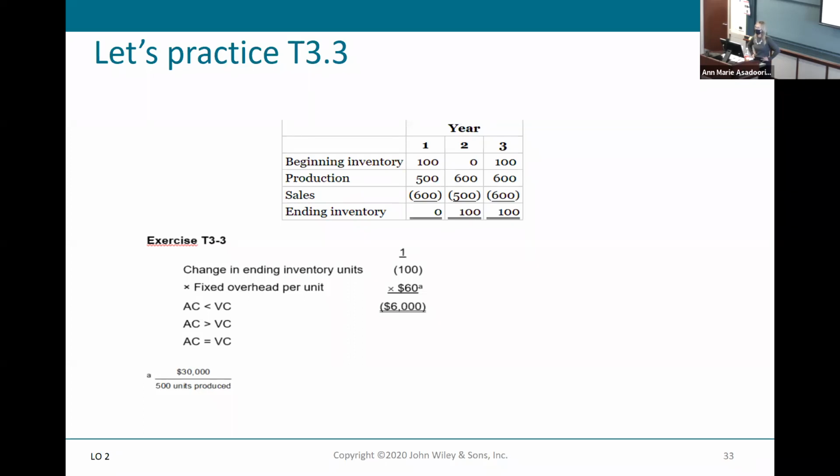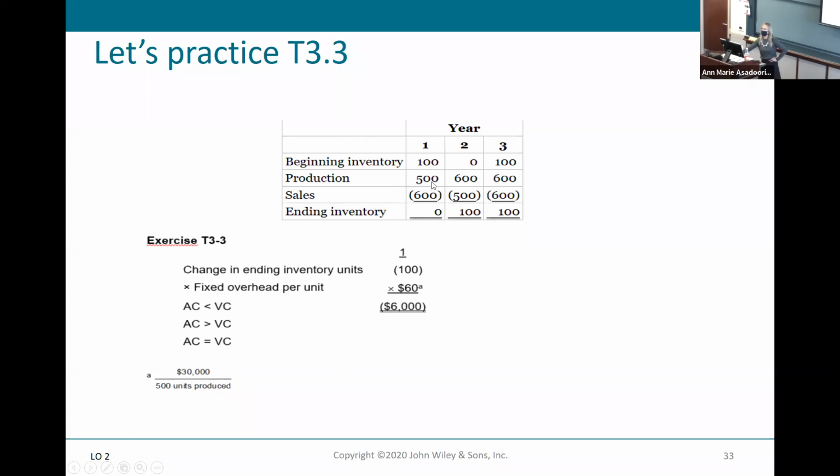You have 100 units that you didn't sell. So how much fixed factory overhead is getting deferred here? How much fixed factory overhead is going to be tied to these 100 units? Okay, so the fixed overhead tied to each one of these units is how much?